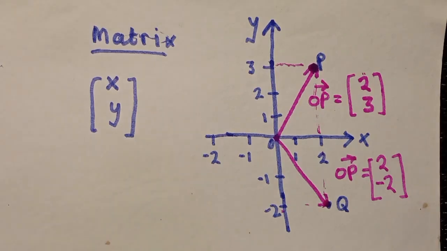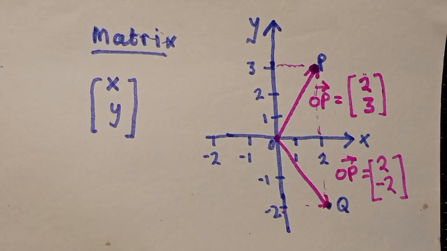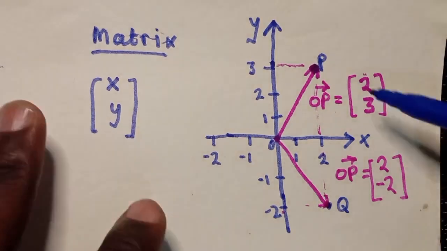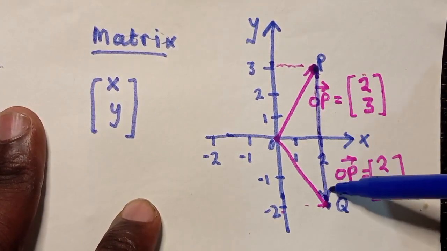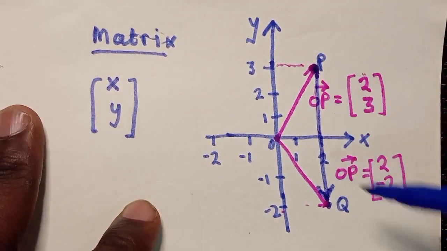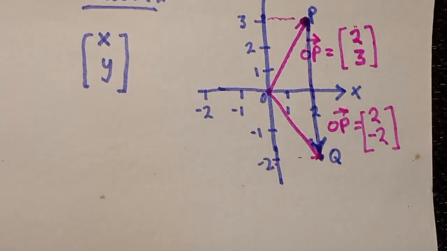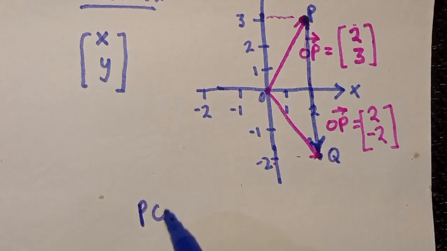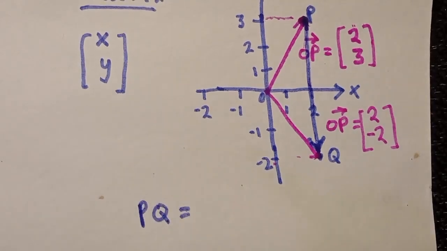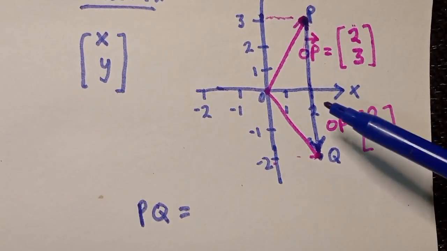Now, what if we were told to find the vector PQ? If you were asked to find the vector PQ, it is going to be all the way from here up to here. So this will be the direction, the vector PQ. Now, to find the vector PQ, is how you use addition. So the vector PQ, you are going to notice, how did we get it?